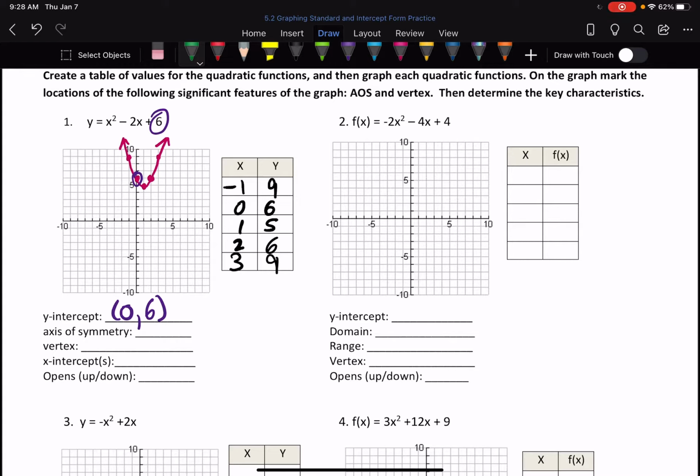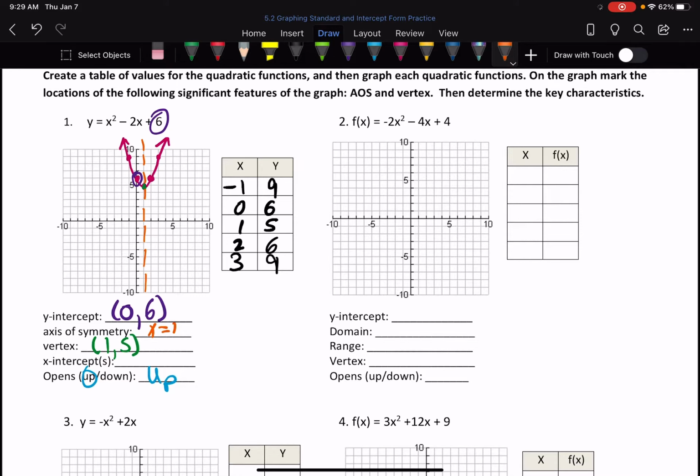Now let's identify our vertex. Because this parabola is opening up, our vertex should be our minimum point. Just give me the lowest point on this graph, which in this case is at 1, 5. So our vertex is 1, 5. And our axis of symmetry is going to pass through our vertex. That's the vertical line that splits our parabola in half into two symmetric curves. So in this case, it's where x equals 1.